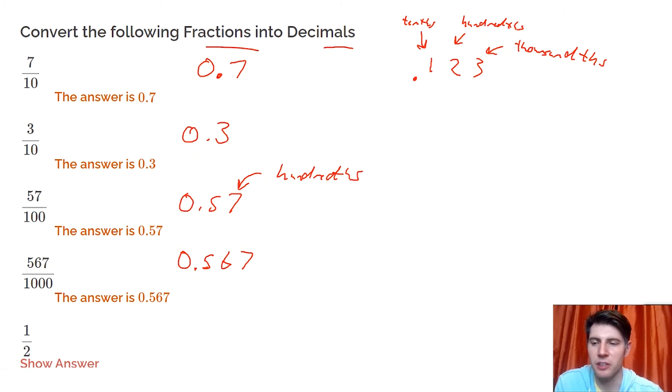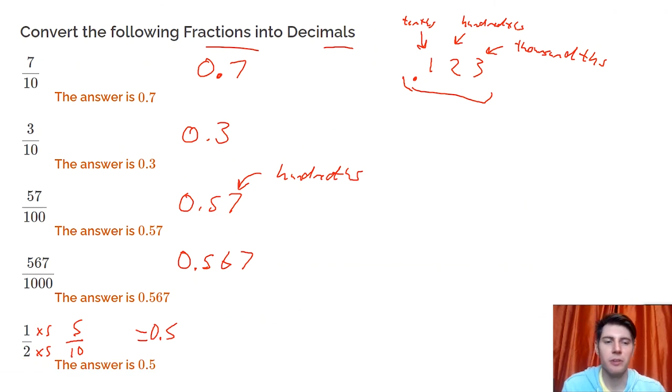Now the 1/2 is a little different because we don't have a half for one of these. These are called halves. So we need to make this either with a 10 on the bottom or a 100 or 1,000. If I multiply the bottom by 5 and the top by 5, I now have a 10 on the bottom. And 1 times 5 is 5, so this is 5/10. And then a 5 in the tenths place is 0.5. And that's the answer to that one, 0.5.